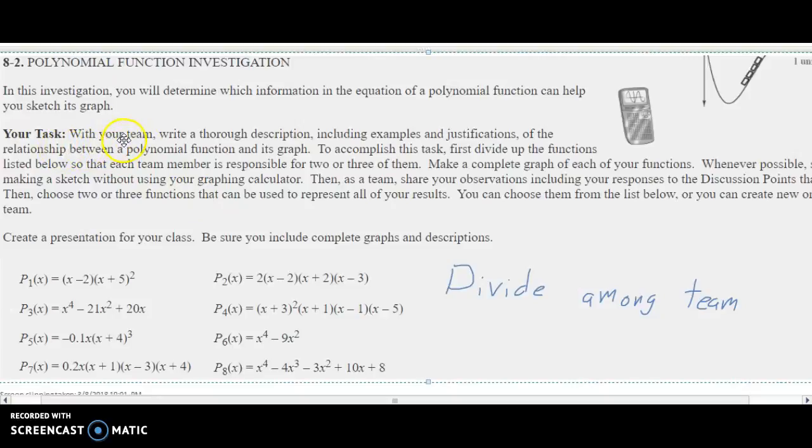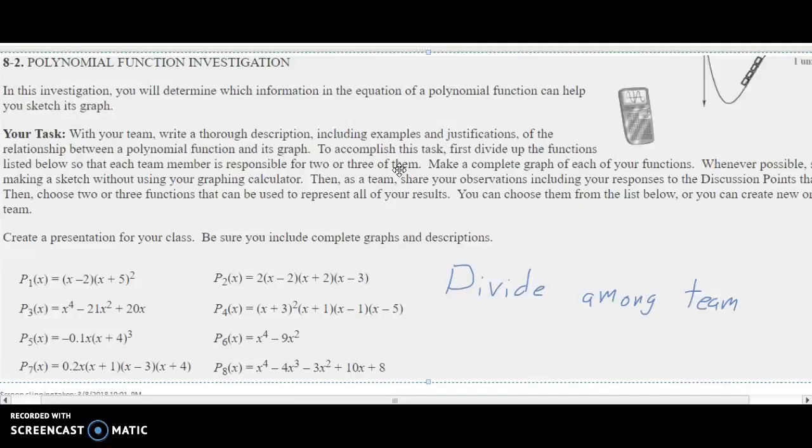So your task is, with your team, write a thorough description including examples and justifications of the relationships between a polynomial function and its graph. To accomplish this task, first divide up the functions listed below so that each team member is responsible for 2 or 3 of them. Right, so you should be breaking those up. If there are 4 people on a team, each person should take 2 of those graphs.